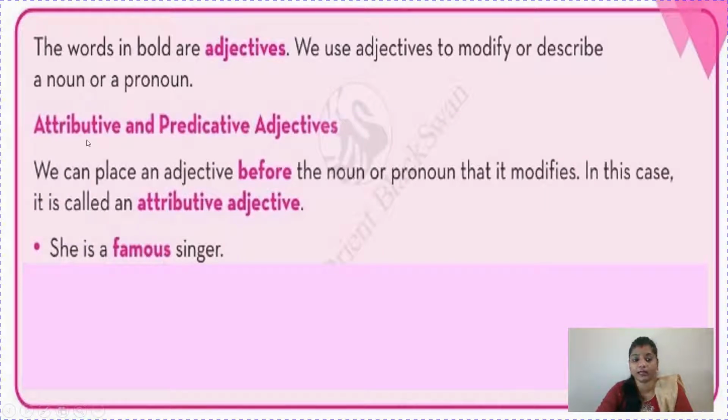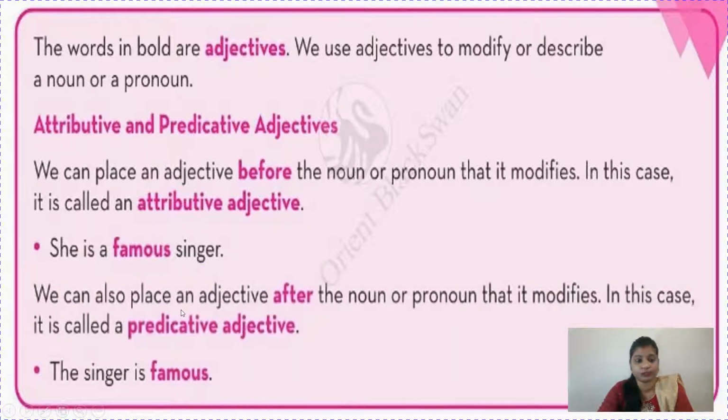So here we will learn about attributive and predicative adjectives. Like you say predicate, in the same way predicative. We can place an adjective before the noun or pronoun that it modifies. In this case, it is called an attributive adjective. Like just now we have read, Asa Bhosle is a famous singer of India. So she is a famous singer. Singer is a noun and famous is an adjective. We have placed famous before a noun, so it will become an attributive adjective.